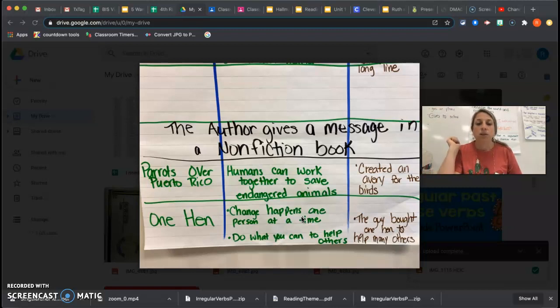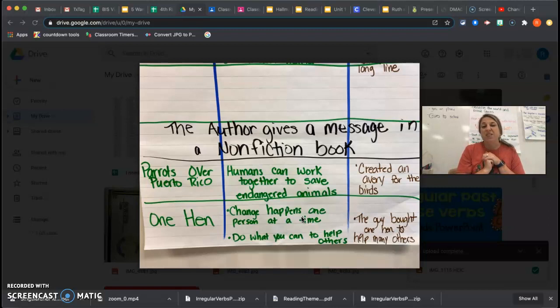What do you do? What you can to help others. And I think that was, to me, the big message of that story. The big idea is to do what you can to help other people. And then there's some text evidence there. The guy bought one hen and it helped many others. And so that was some text evidence to prove that that was the big idea of this story.